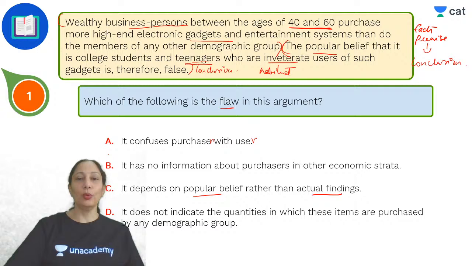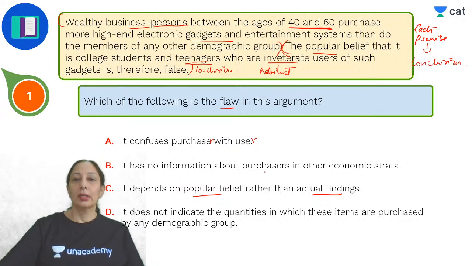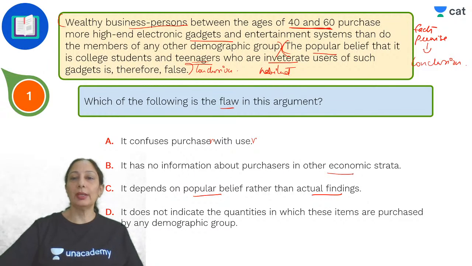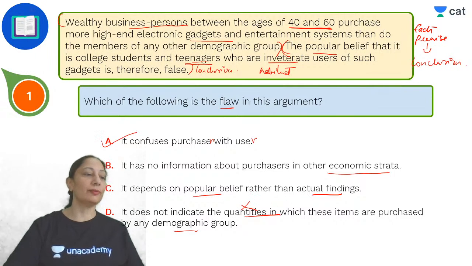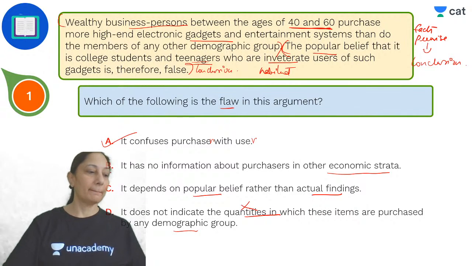Okay, so it has no information about purchasers in other economic strata. We don't have to look at other economic strata. That is not important to us. It does not indicate the quantities in which these items are purchased is also out of sync, does not bring out the flaw in the argument. So the only one which brings out the flaw, guys, is A.